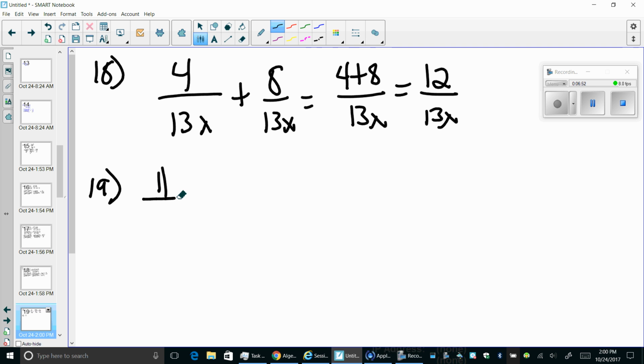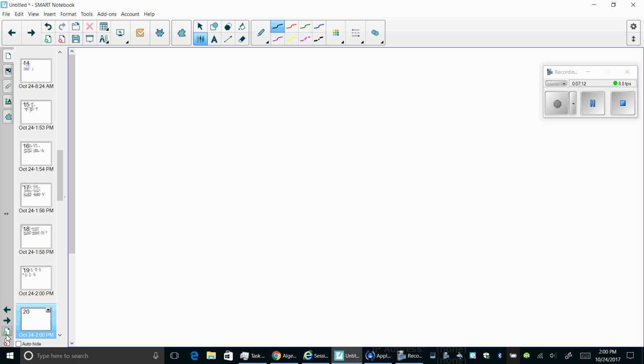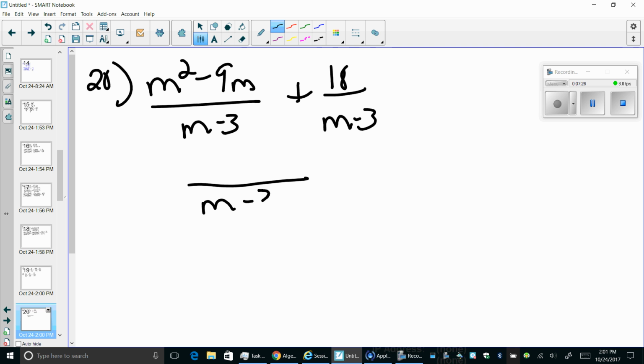Again, number 19 is the same way. It's 11 over 5x squared minus 8 over 5x squared. So the denominator is going to be 5x squared, and the top is going to be 11 minus 8, which is 3 over 5x squared. All right, number 20. Number 20 is (m squared minus 9m) over (m minus 3) plus 18 over (m minus 3). All right, these have the same denominator, so on the bottom it's going to be m minus 3.